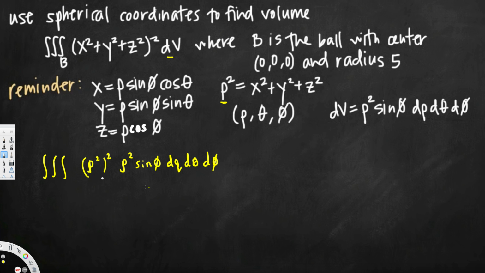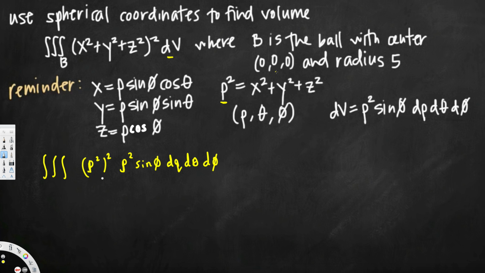Okay, now after we do that, we have to find the limits of integration. Let's start with the first integration. First we are going to integrate with respect to rho. After that we are going to integrate with respect to theta, and after that with respect to phi. Now to find the limits of integration for rho, we have to look at the origin and the outermost region.